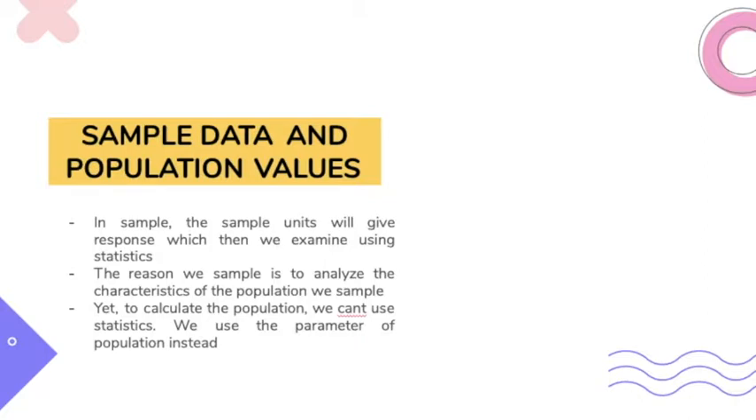So next I will be explaining about the sample data and population values. In a sample, the sample units give responses, which we then examine using statistics. The reason we sample is to analyze the characteristics of the population we sample. Yet, to describe the population, we can't use statistics, which is why we use the parameters of the population instead.